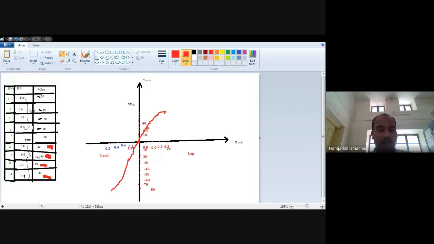Today, all of you go through the OC and SC test procedure, and which parameters you are going to estimate using the OC and SC tests, calculation of efficiency, calculation of regulation. Whatever part I have explained to you is just for your laboratory purpose. I have drawn this graph and explained it to you, and you are supposed to draw it.